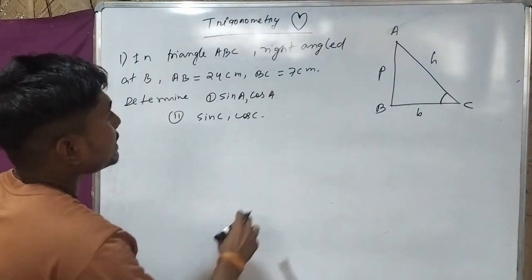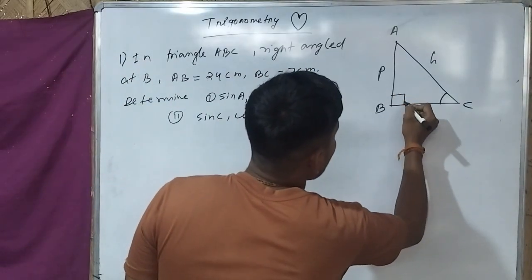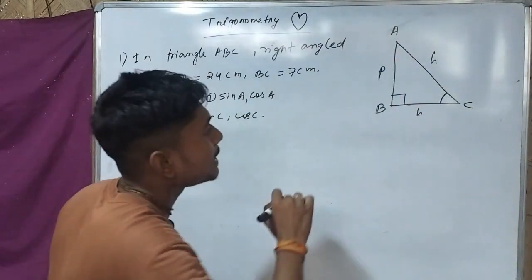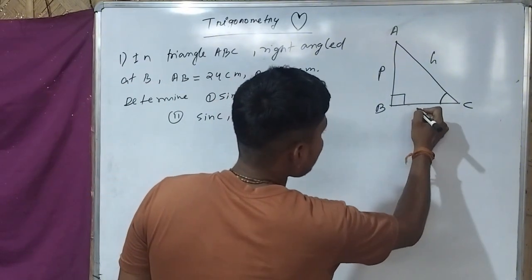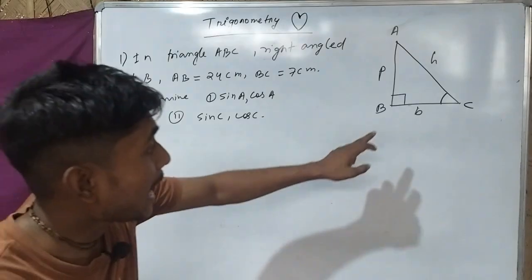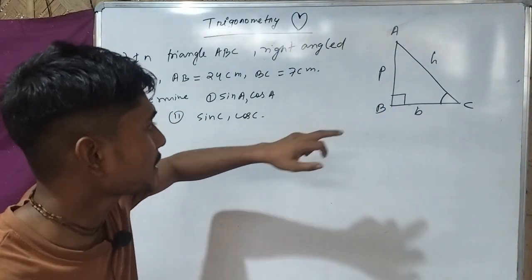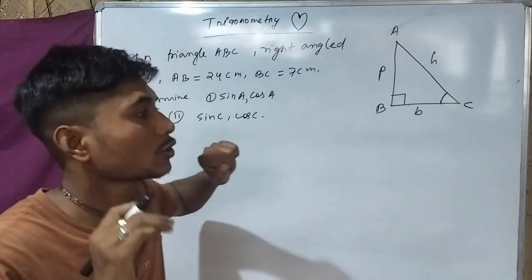Suppose this is a right angle triangle, and the right angle is at B, which means B should be 90 degrees. This ABC is a right angle triangle, right angle at B. Up to this much clear?